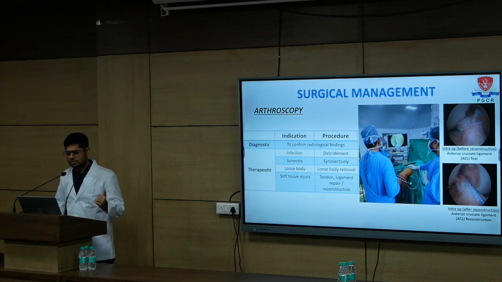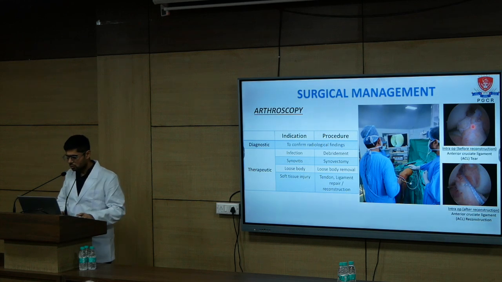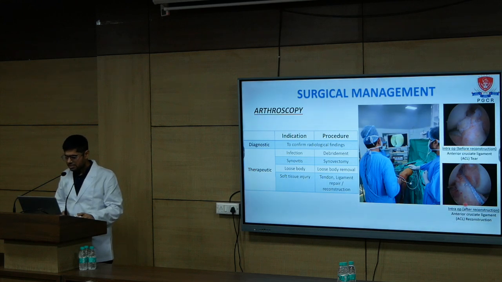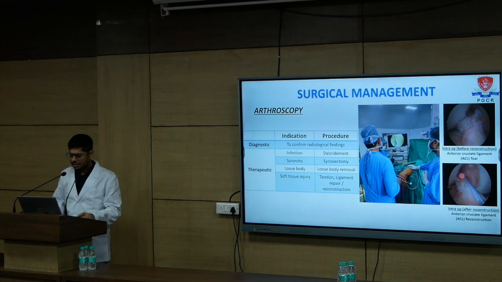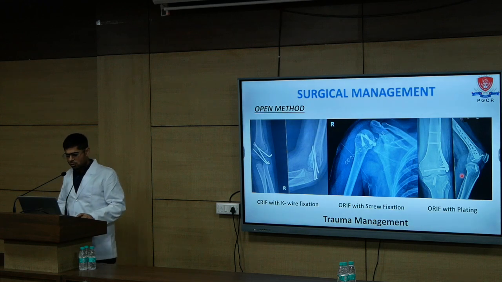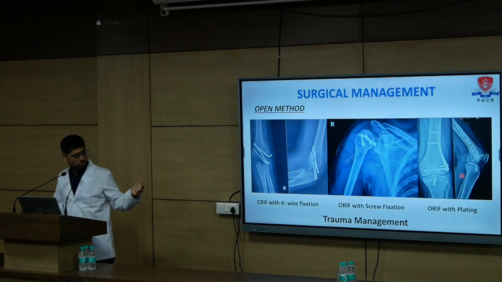In cases of soft tissue injuries, like here we can see in this first picture, there are torn fibers of the ACL, and in the second picture, it is reconstructed using fiber tape, as shown in the picture. In cases of trauma, we can go for open or closed reduction, internal fixation with K-wire fixation, screw fixation or plating.